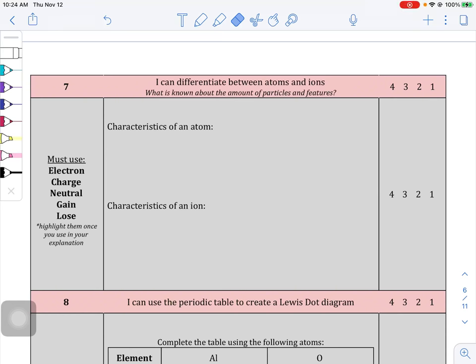So we're differentiating here between atoms and ions, so we want to be able to say what's different about them. And so we've got a little reminder here, what's known about the amount of particles and features. So remembering what's happening with an ion, I think, is the better start. And we have a lot of clues here from our must-use words, and remember, we're highlighting those as they get into our summary. So our words are electron, charge, neutral, gain, and lose.